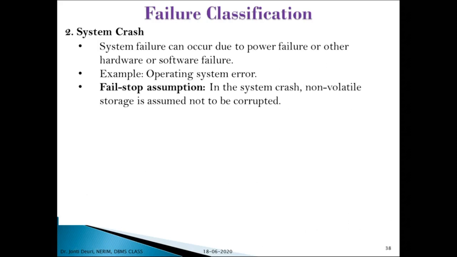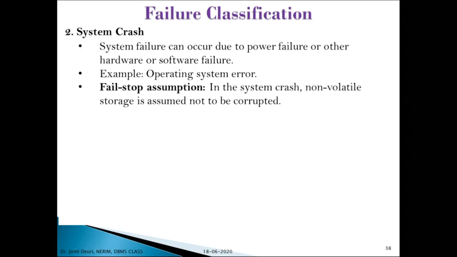So, the fail-stop assumption: in a system crash, non-volatile storage is assumed not to be corrupted. That means we have volatile memory and non-volatile memory. Here non-volatile storage is assumed not to be corrupted. For example, in the RAM all the processes are going on. That is volatile, right? RAM is volatile. Non-volatile is our secondary memory and so on.